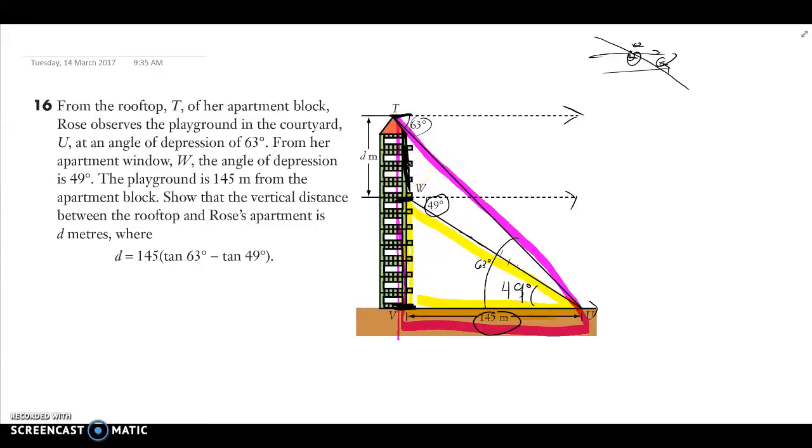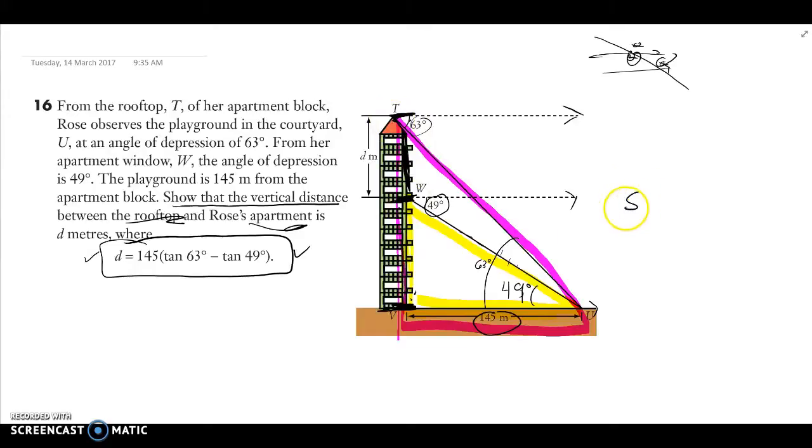So because that was the question, it says show that the vertical distance between the rooftop and the apartment is that. Okay, so it's not asking us to find a value, it just wants us to show that that's the equation that it would equal. So the way I'm going to set it up is I'm going to use the 49 degrees, get that length there first, and then I'm going to use the 63 degrees to get the whole height of the building, and then I'll just subtract the two to get just the height from the apartment to the rooftop.